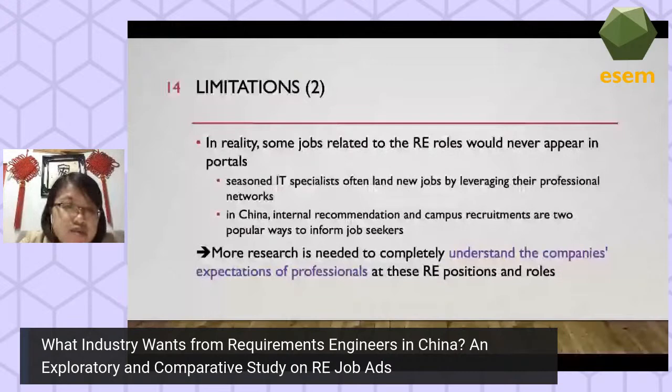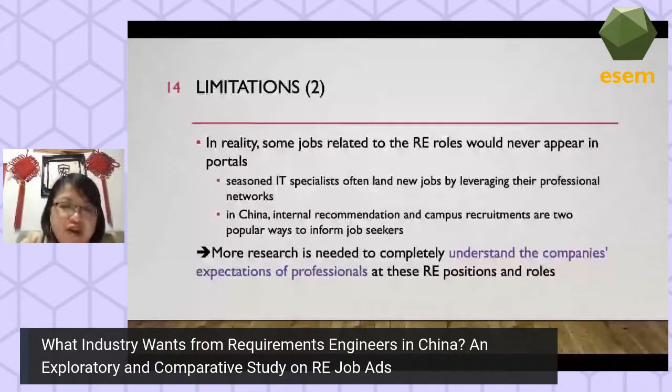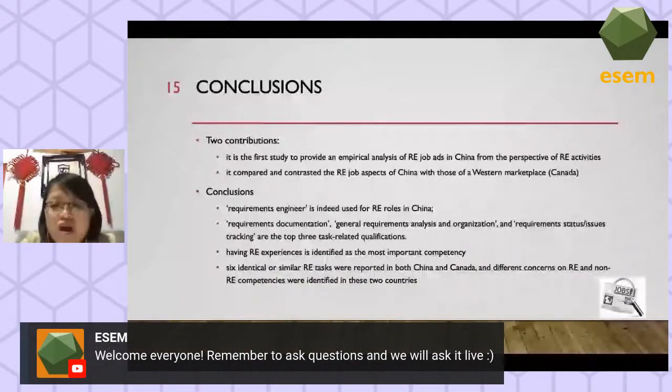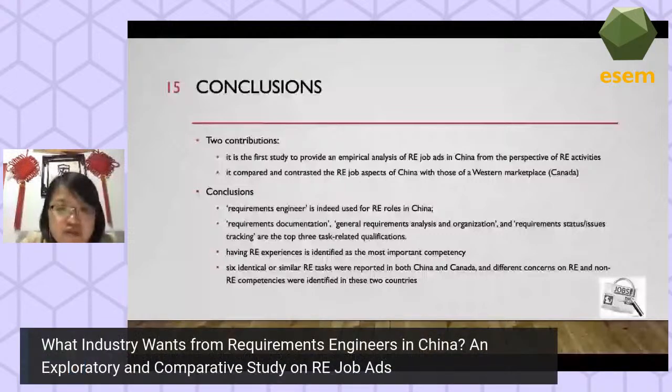Then the conclusions. First, our paper is the first study to provide an empirical analysis of RE job ads in China from the perspective of RE activities. Also, we compared the RE job ads aspect of China with that in Canada. First, we found that the requirements engineer title is indeed used for RE roles in China. And these three RE tasks are the top three task-related qualifications.